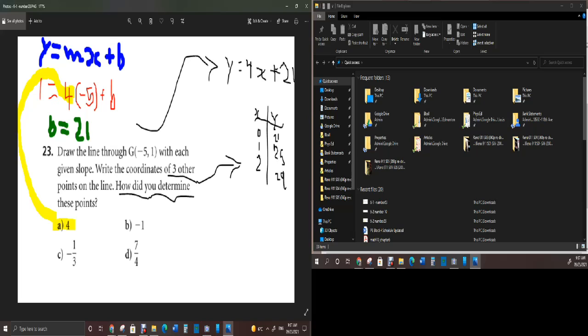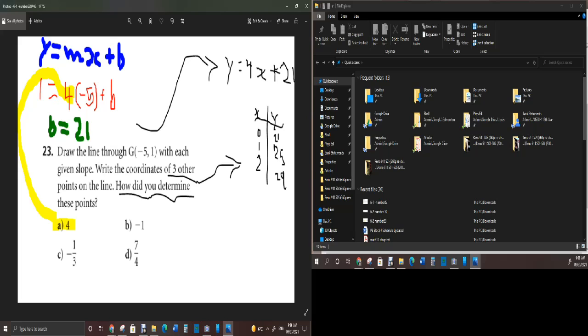All right, my kids. So now we can see here that it says write the coordinates of 3 other points on the line. How do you determine these points? We take it right back to first principles, friends, and we just put those points in our table of values. So I just went 0, 1, 2 for x, and now I can generate 3 ordered pairs after I generate the equation of the line.